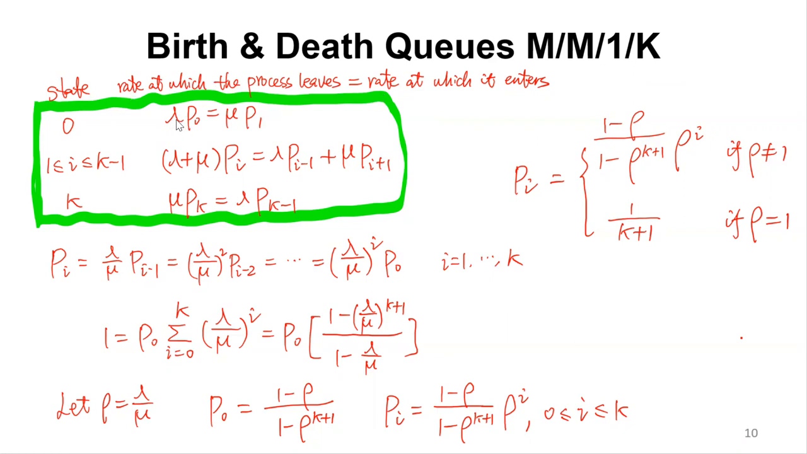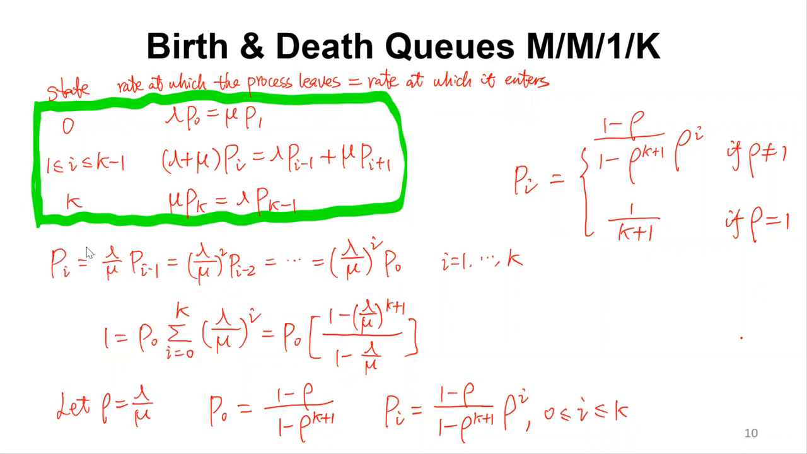So let's assume constant lambda and mu now, because we only have one server. This only goes up to K minus 1. When it comes to K, you will only have the leave, mu. So mu pK equals lambda pK minus 1. Based on this set of balance equations, if we move this mu to the other side, we still get rho equals lambda over mu.